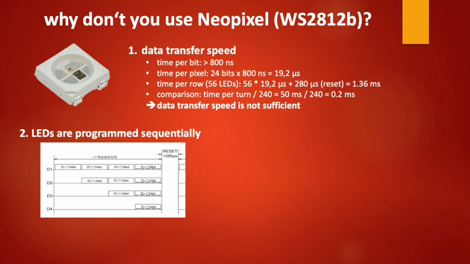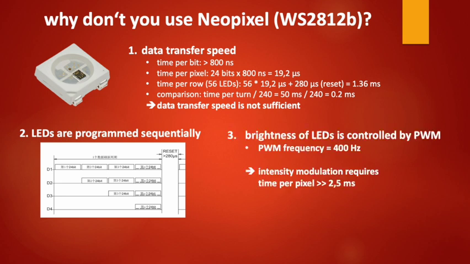Second, the LEDs are cascaded. When transferring data, they pick up the first 24 bits for themselves and then pass on all further data to the next LEDs. This means that the LEDs are programmed one after the other. The time delay is 19.2 microseconds. As the display continues to rotate during that time, the result is a bent curve and not a straight line.